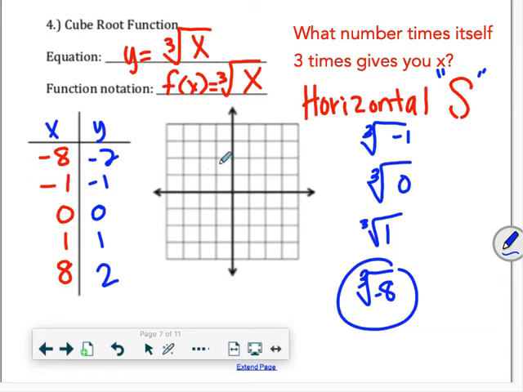So when we plot our points, we have our ordered pair values here, 0, 0, over 1, up 1, over to -1, down to -1. And then I'd have to go to 8 before I would get up to 2, and then over to -8 before I would go down to -2. So this is where our horizontal S shape is going to come into play.